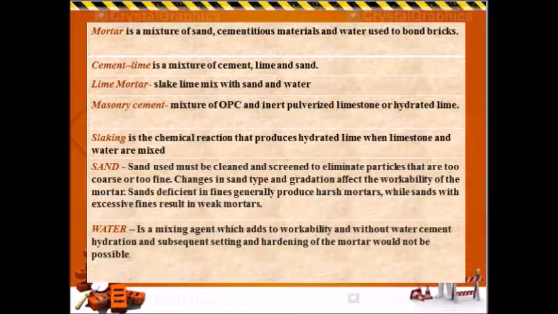Masonry cement ni adalah mixture of OPC, iaitu ordinary Portland cement, and inert pulverized limestone or hydrated lime. Slaking is the chemical reaction that produces hydrated lime when limestone and water are mixed. Sand yang digunakan must be clean and screened to eliminate particles that are too coarse or too fine. Change in sand type and gradation affect the workability of the mortar. Sands deficient in fines generally produce harsh mortars, while sands in excessive fines result in weak mortar.